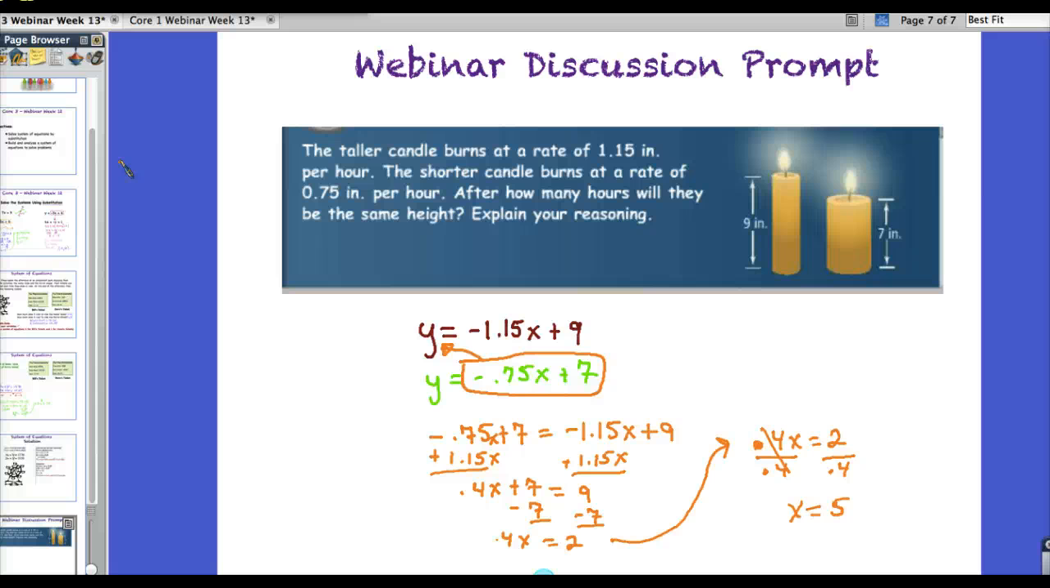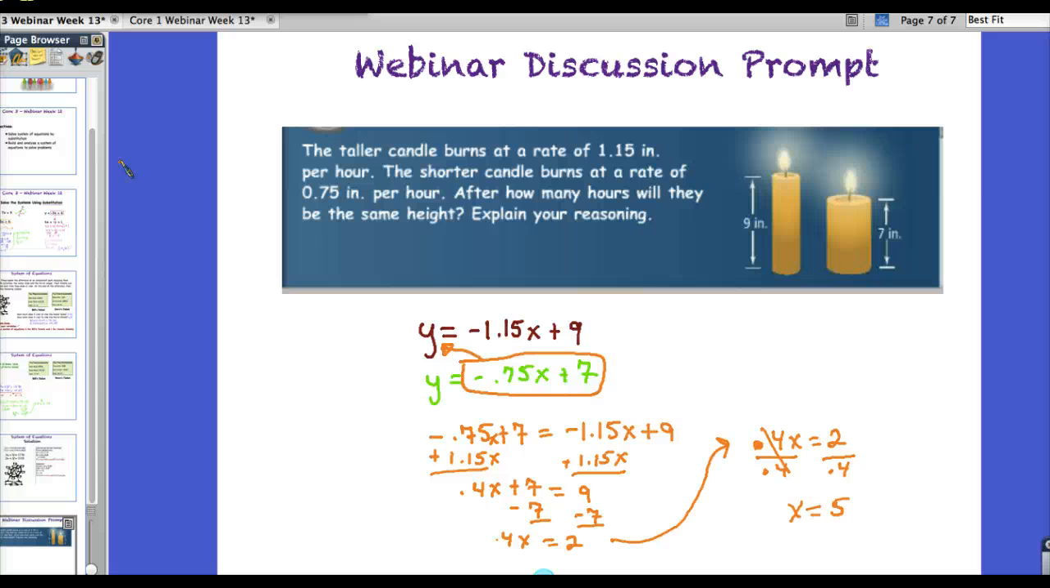Well, no, y equals one of your equations. So like y equals negative 0.75 times 5, right? You're plugging that 5 in for x. So if you plug that 5 in for x and you solve for y, you'll figure out the height.